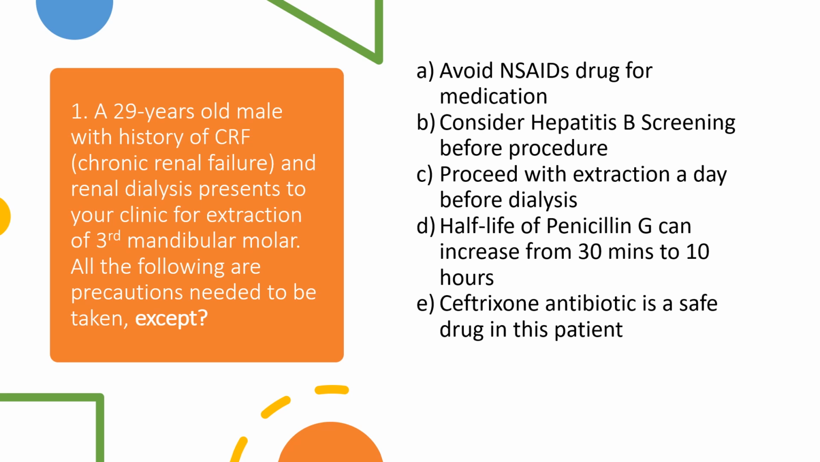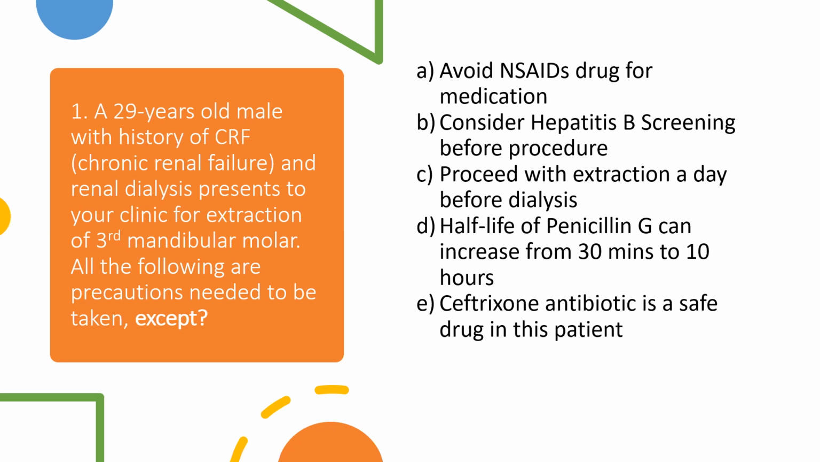So what I know from background knowledge, all NSAID drugs are nephrotoxic and therefore they should be avoided in a renal failure case, or at least we need to adjust the dosing of NSAID drugs in this patient. Consider hepatitis B screening. As you can see in the hepatitis B, all these patients use catheters and they are prone to hepatitis B, so it is required to screen the patient for hepatitis B before going for dental procedure.